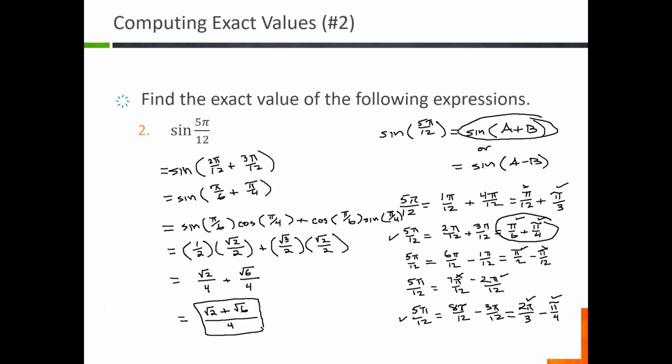If you wanted to check that, type in the sine of 5 pi over 12 on your calculator, and then type in this fraction on your calculator and make sure that they match. Make sure they're the same decimal number.